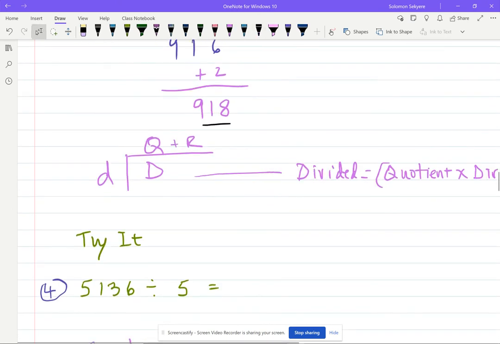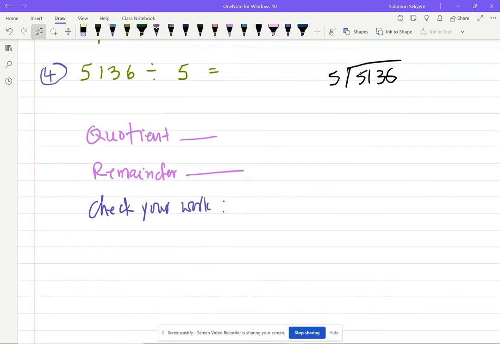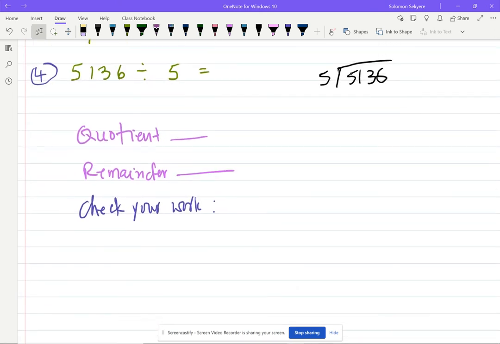Okay. All right. So try it. Do this one here. So you're going to have 5136 divided by 5, step by step, one number at a time. And what is your quotient? What's your remainder? Check your work. How do you check your work? You are going to multiply your quotient by your divisor, and then you add the remainder, and you should get this number here in the house.